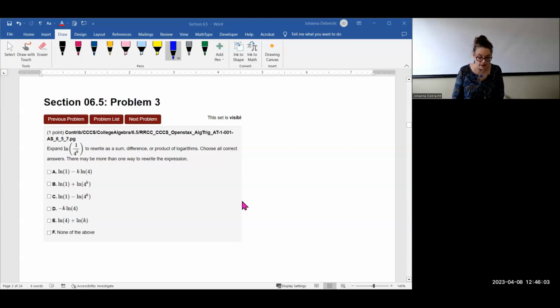Let's expand this one now. This one is the natural log of 1 over 4 to the k. So we may have to do a little more work because part of that answer part has a power on it. We have the natural log of 1 over 4 to the k. Now we know that division is going to split up as a difference. So the numerator becomes the positive natural log. So we have natural log of 1 minus the natural log of 4 to the k.